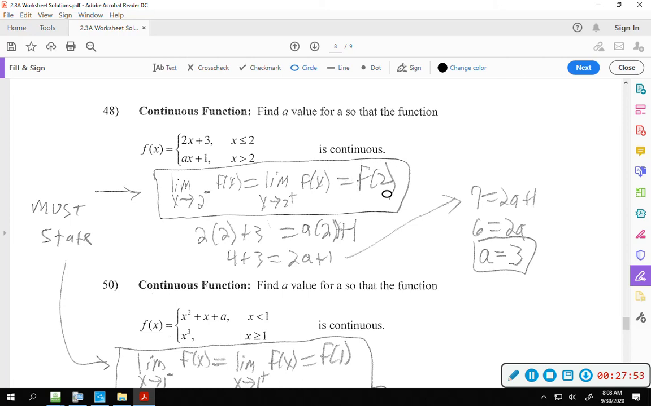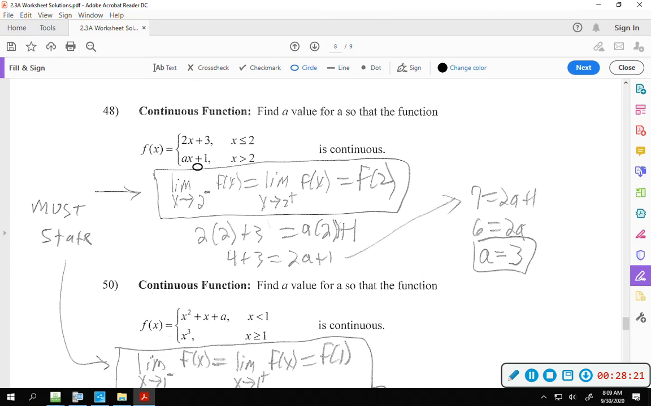That simply means when I plug 2 in for x into the top function, I get 4 plus 3 is 7. I can set that equal to when I plug 2 in for x into the bottom, 2a plus 1. And then just solve for a. Subtract 1 from both sides of the equation. Divide both sides of the equation by 2. a equals 3.